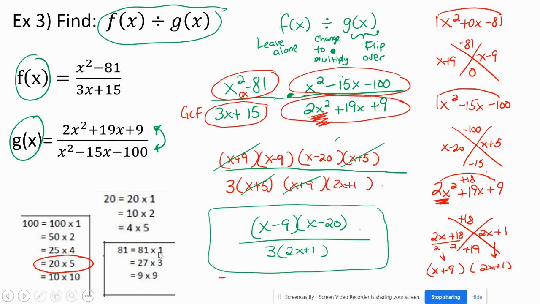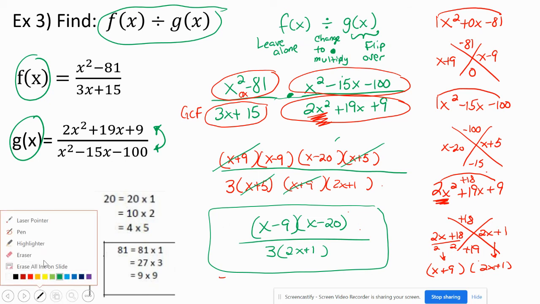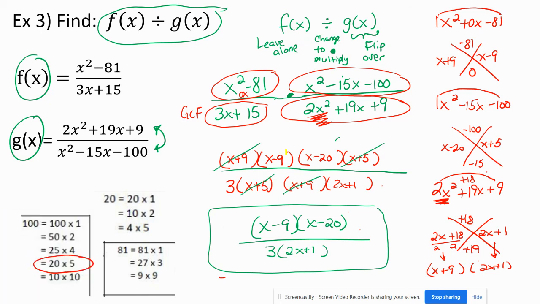Don't throw away the 3. You have to keep that 3 down there, okay? It's just part of the final answer. So these are the top final answer, and then this 3 and this 2x plus 1 are the bottom final answer.